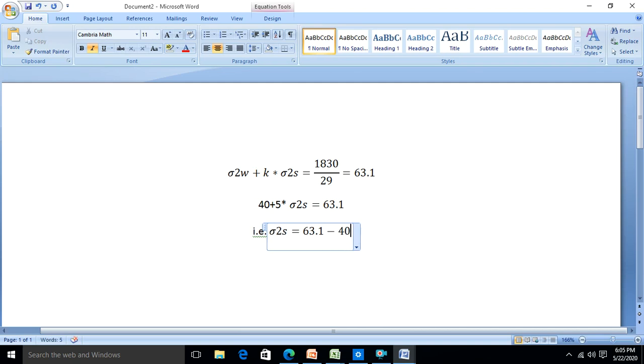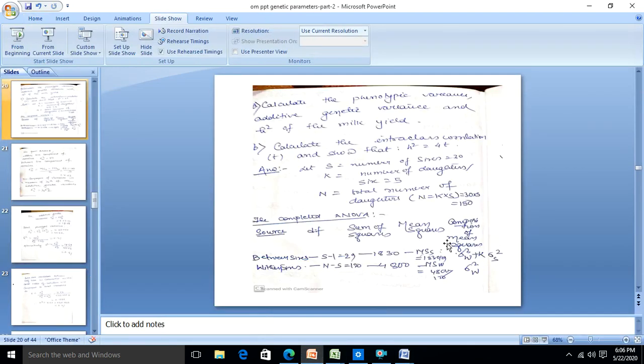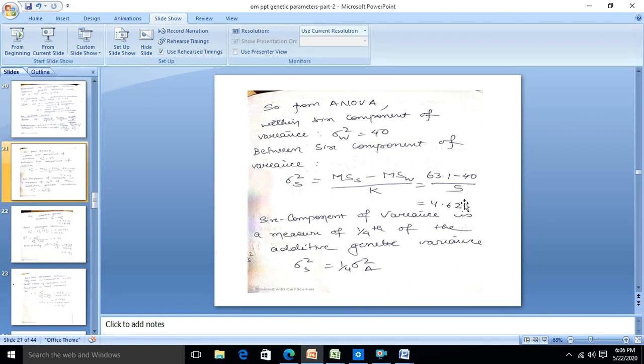minus 40 upon 5, which is equal to roughly 23.1 upon 5, roughly, not exactly, which is equal to 4.62. So you have sigma square S is equal to 4.62, sigma square W is 40. Yes, 4.62.